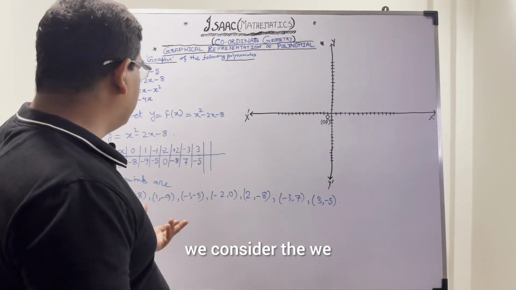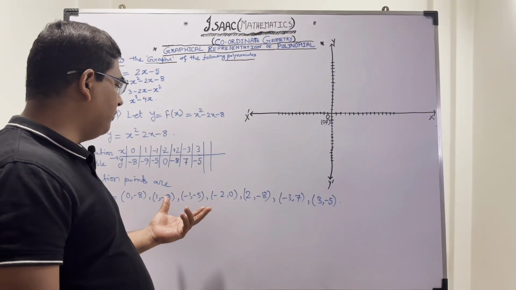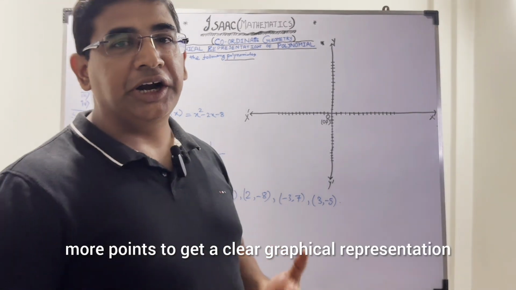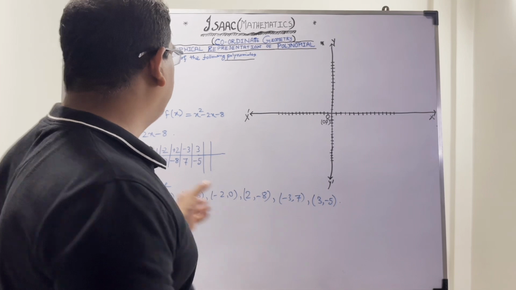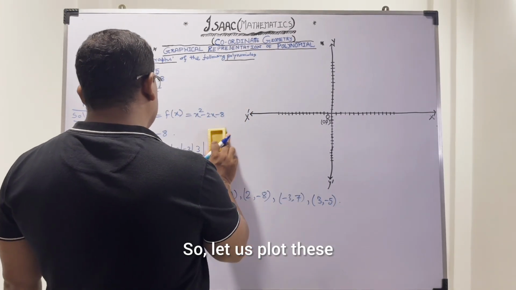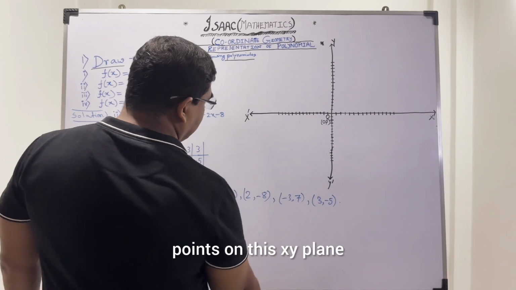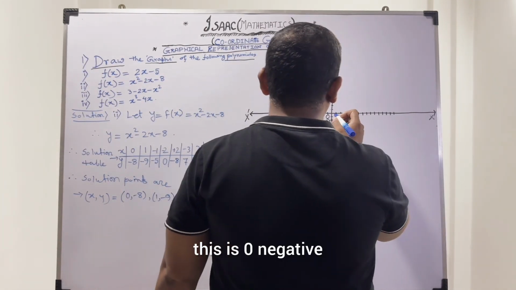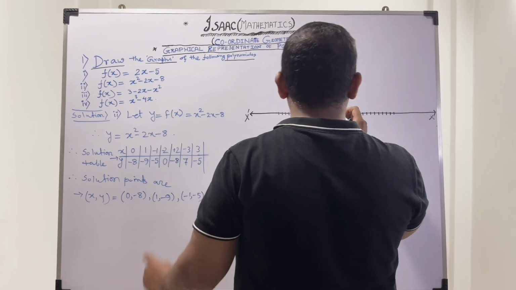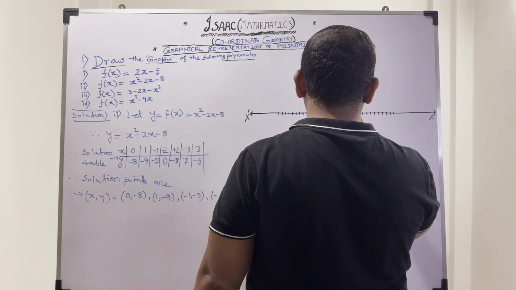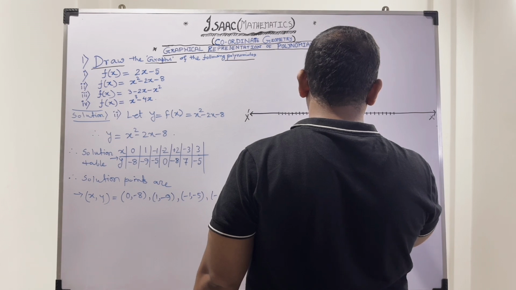We can find more points to get a clear graphical representation of this quadratic polynomial. Okay, so let us plot these points on this xy plane. First of all, 0 comma minus 8. This is 0, ordinate is negative means below x axis. 1, 2, 3, 4, 5, 6, 7, 8.